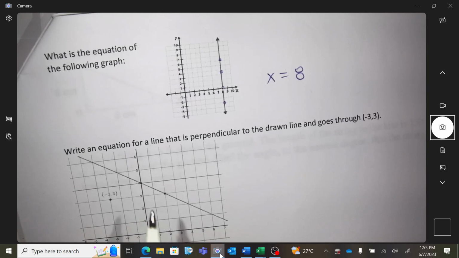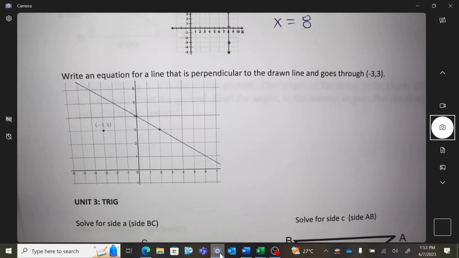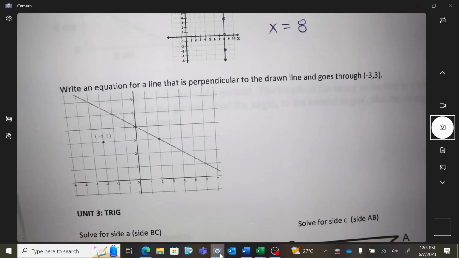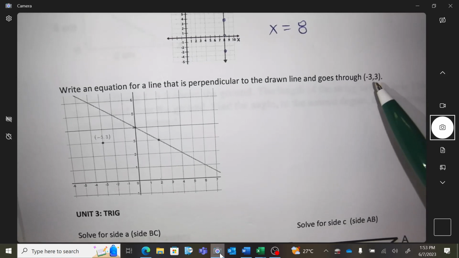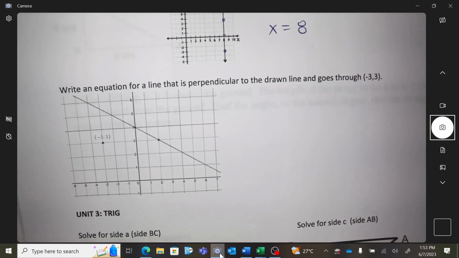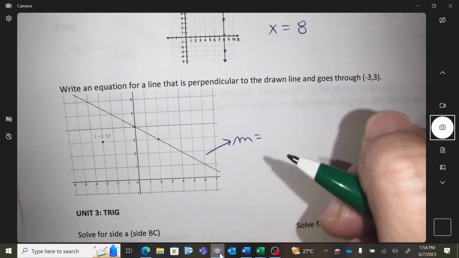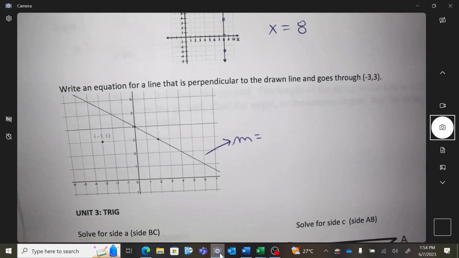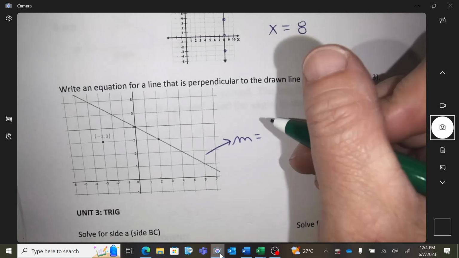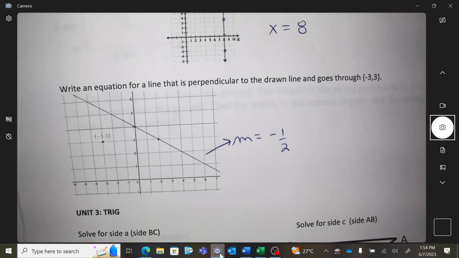Write an equation for a line that is perpendicular to this one, and it goes through the coordinate there. Okay, so what is the slope of this line? Can you figure that out? The slope of this one that's already drawn. Negative a half? Yeah. Negative a half. We're skiing downhill, so we know we're negative.